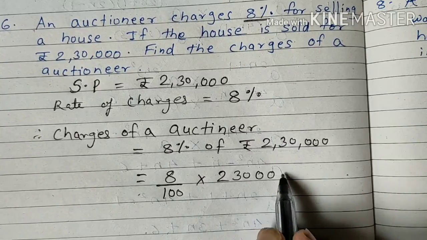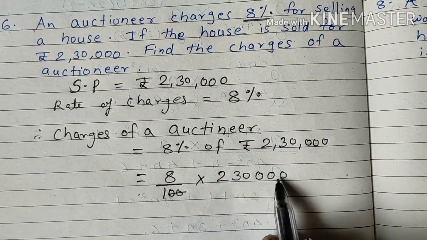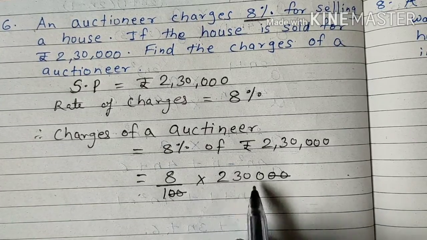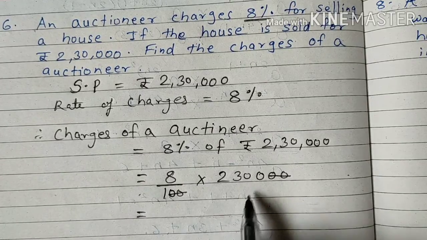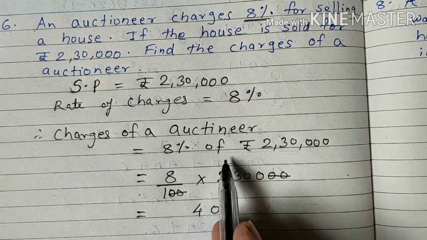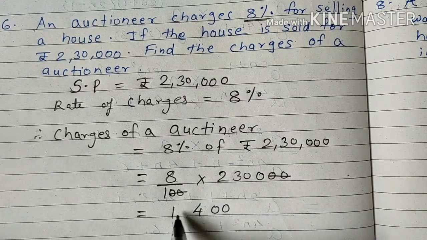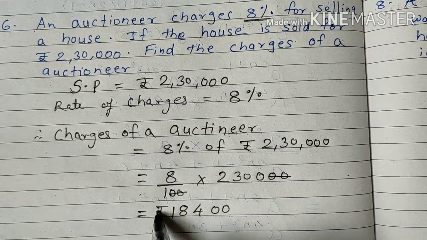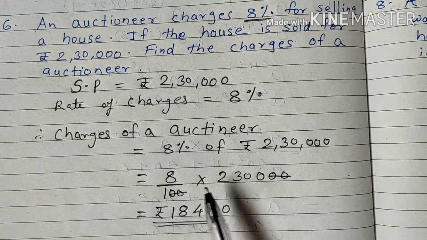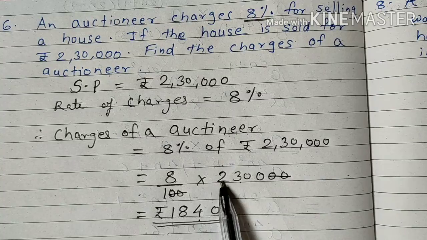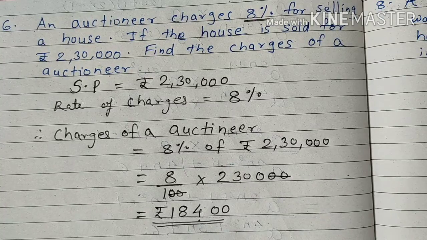2,30,000. Correct? These two zeros and these two zeros will get cancelled. Then when we make a multiplication of these two, we are getting 0, 0. 8 3s are 24, 4 to carry, 8 2s are 16 plus 2 is 18, means it is 18,400. Got it? So these are the charges.